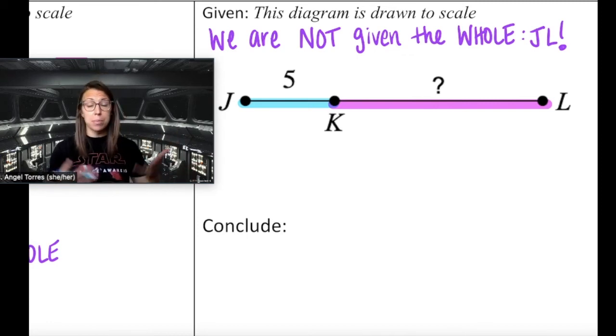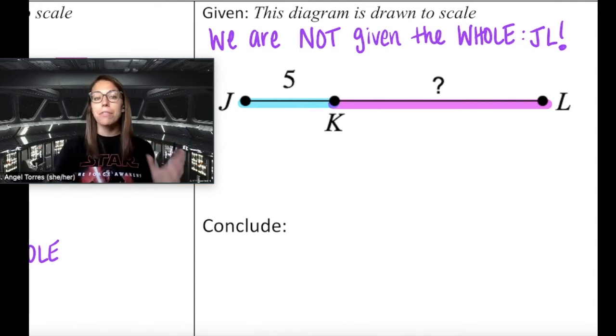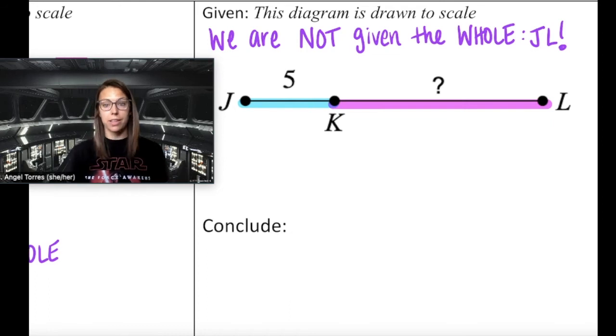It could be anything. It could be 10. It could be 25. It could be 100. We don't know. So normally we would just be stuck here. There's nothing we can do. However, we're being asked to just make a conclusion, not necessarily find the answer. So I'm going to lead you through what's called creating a segment inequality. The goal here is not to find the actual length of KL. It's just to make a conclusion about that length, and specifically how it compares to the length of JK.